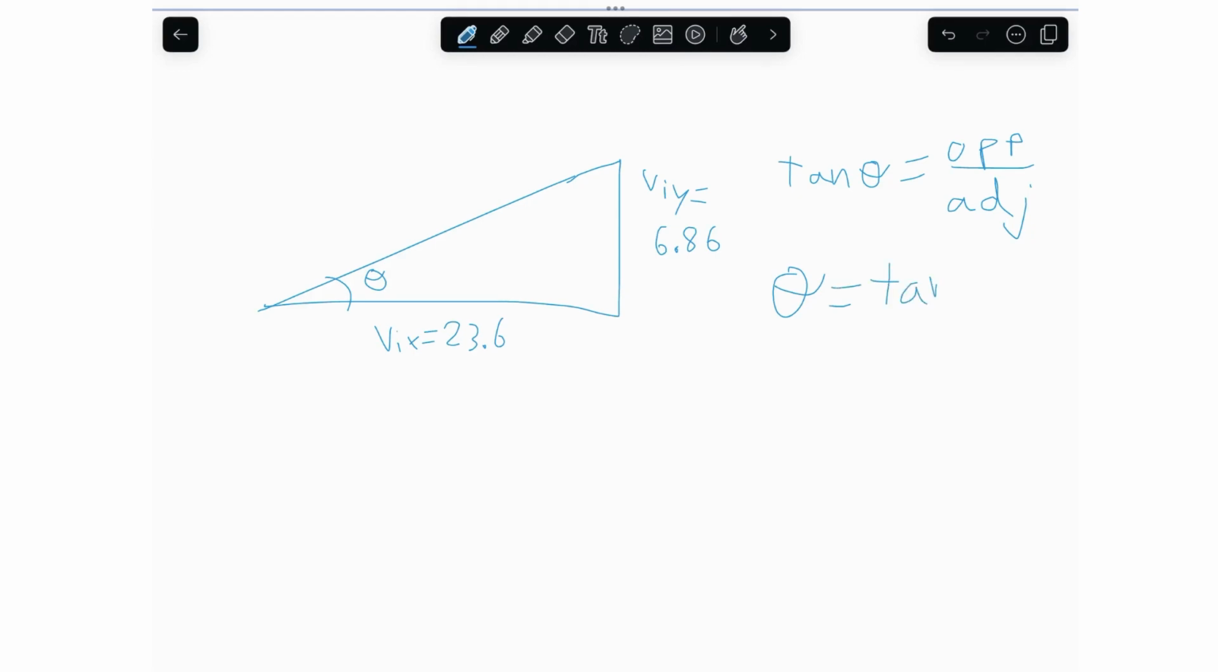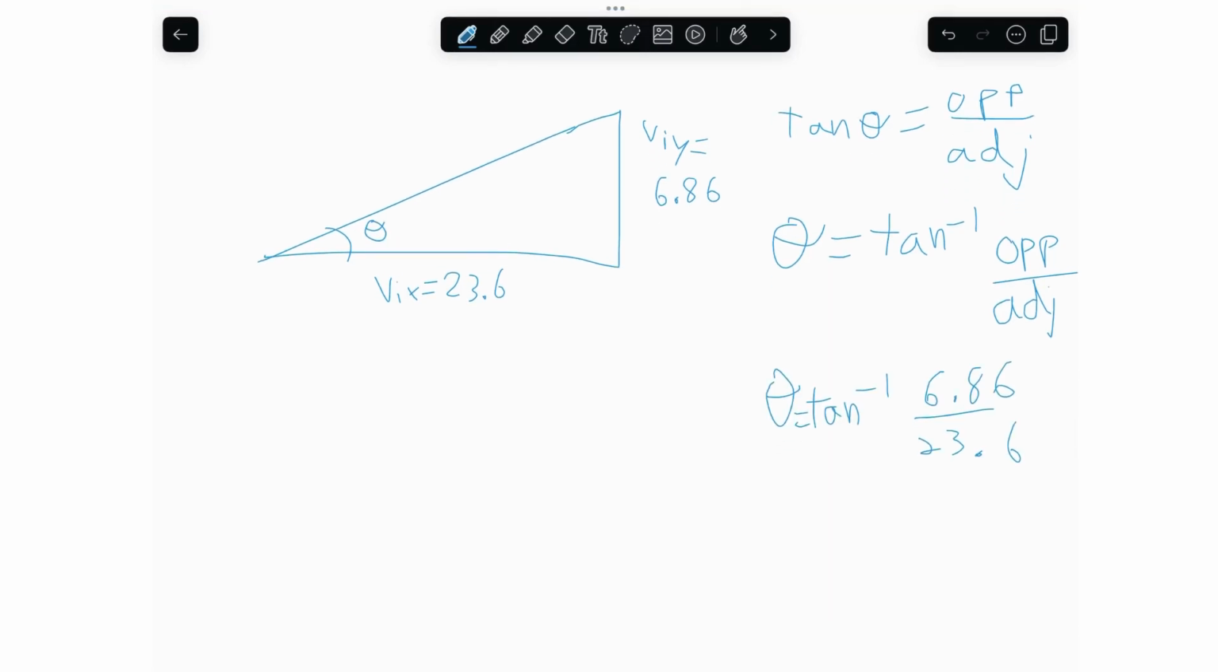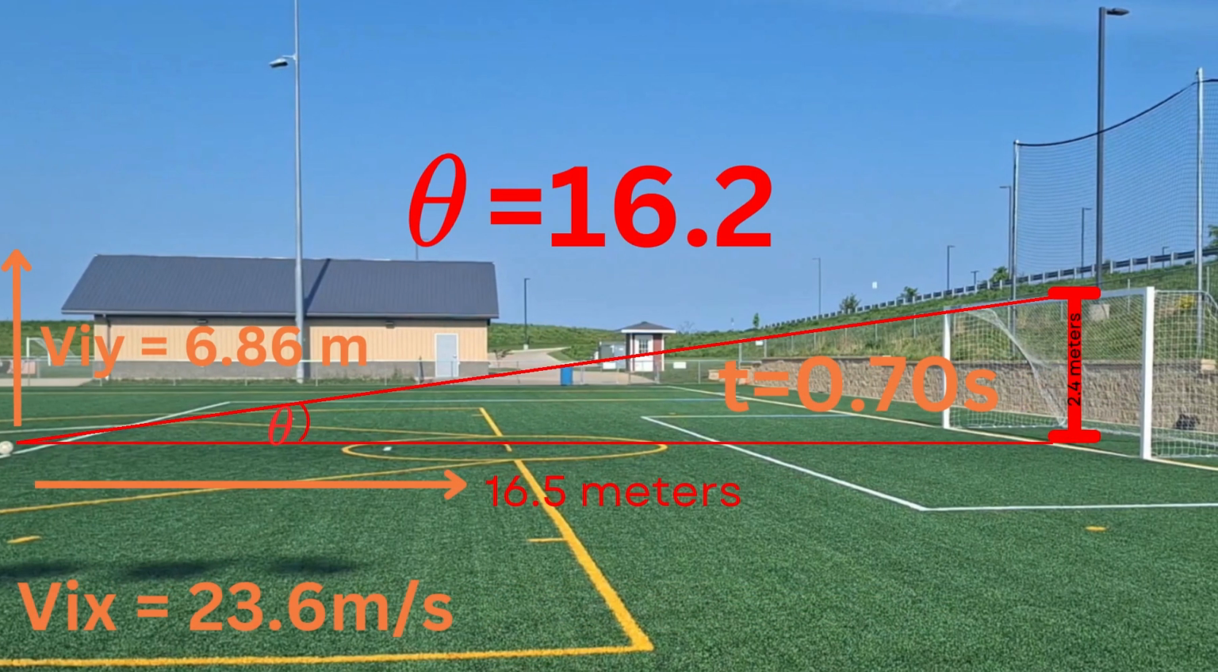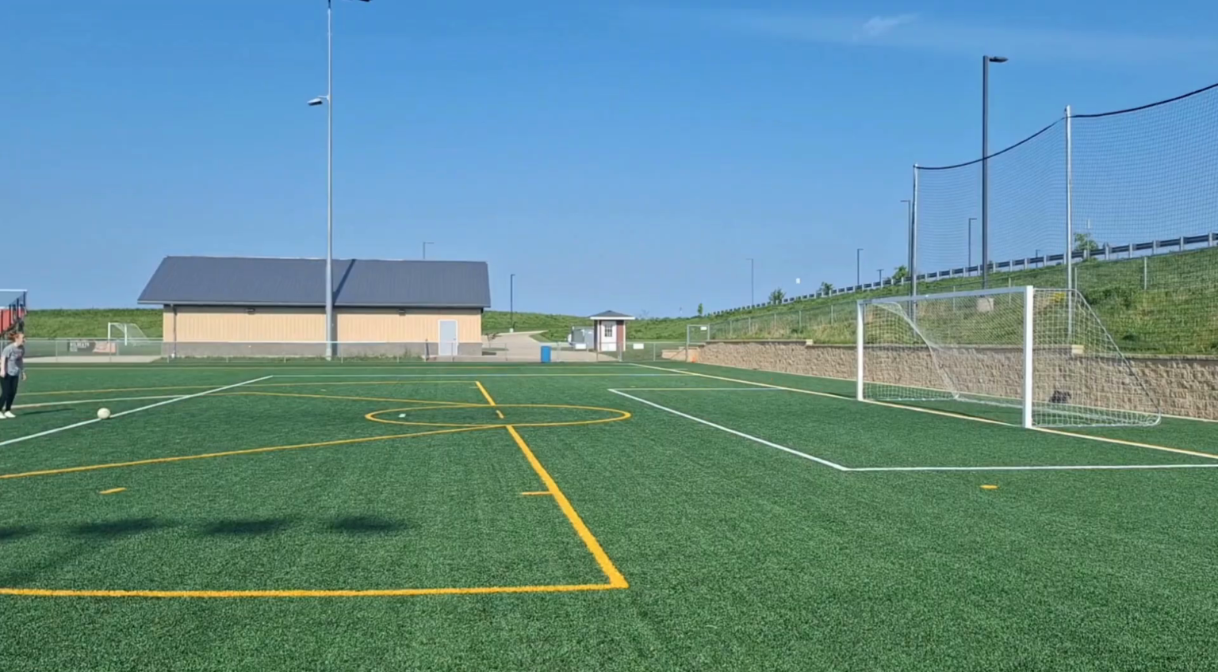Then we have to get theta by itself. So we have theta equals inverse tangent of opposite over adjacent side. Then in our calculator, we'll plug in inverse tangent 6.86 divided by 23.6. And our answer for theta will be 16.2. Now that we know all our variables and the answers to our equations, we are able to hit the crossbar.